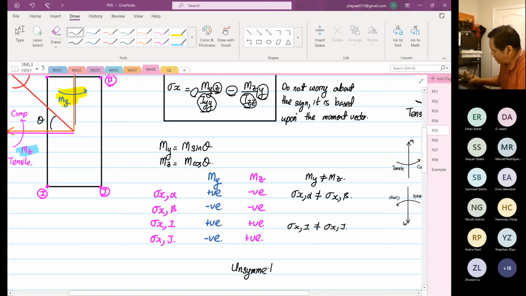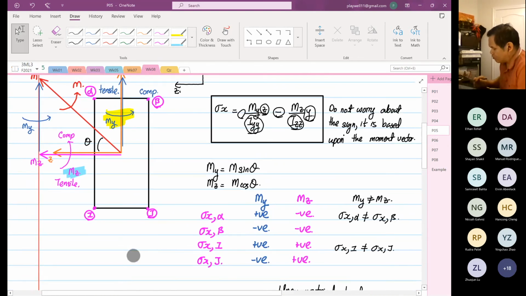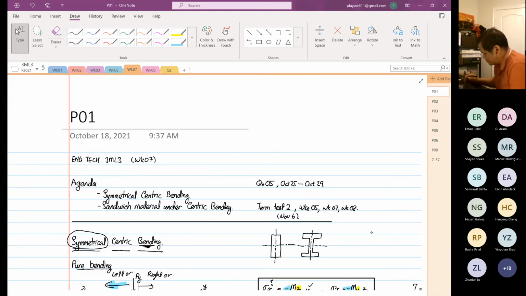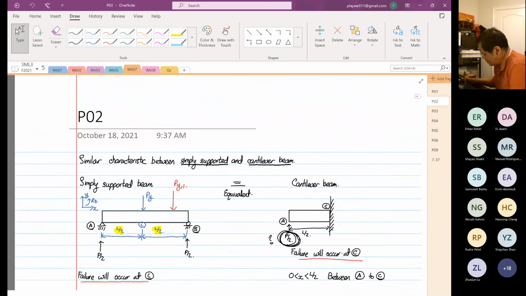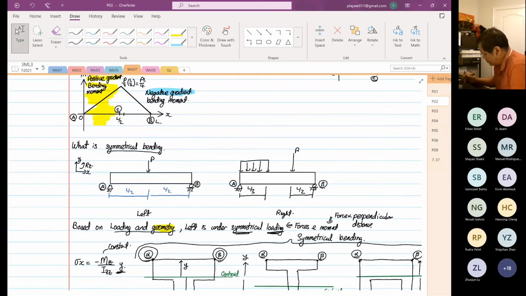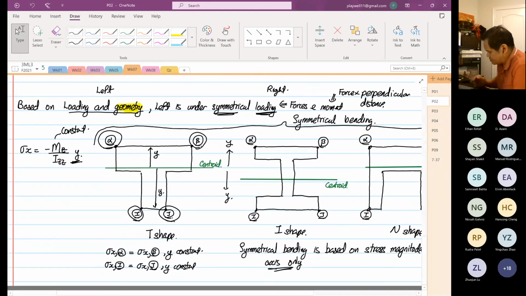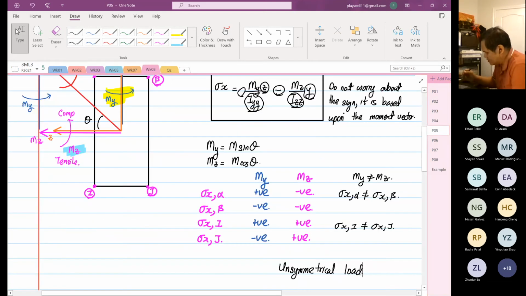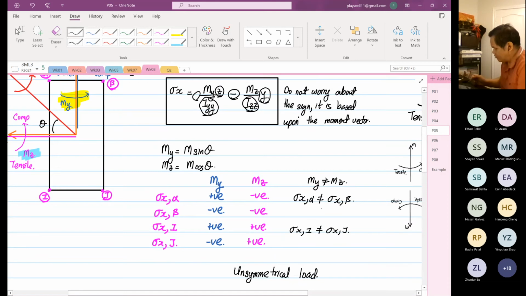Remember, symmetrical or unsymmetrical loading is a normal stress function. Now let me recall to you what we mean by symmetrical. If you look at last week's note, symmetrical means alpha is equal to beta, I is equal to J. We showed that alpha is equal to beta. For this case now, alpha is not equal to beta.